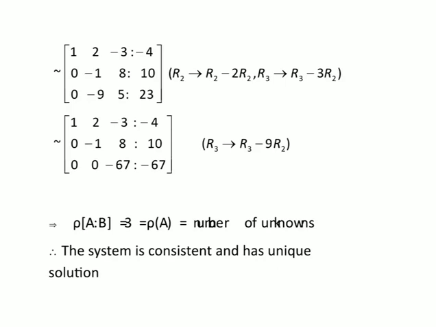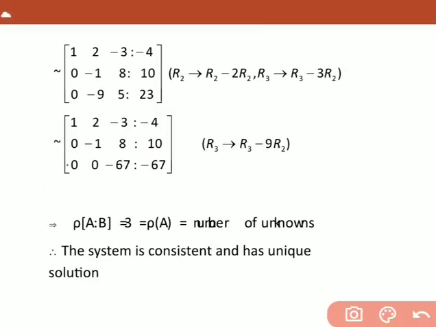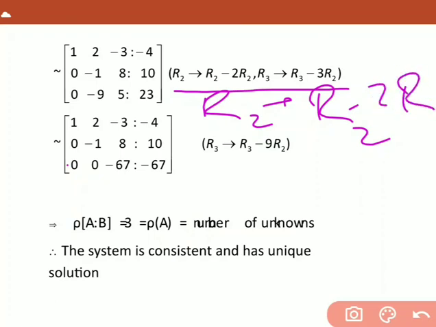For that, we are using row operations. R2 changes to R2 minus 2 times R1, and R3 changes to R3 minus 3 times R1. I made a typing mistake here: it is R2 changes to R2 minus 2 times R1.